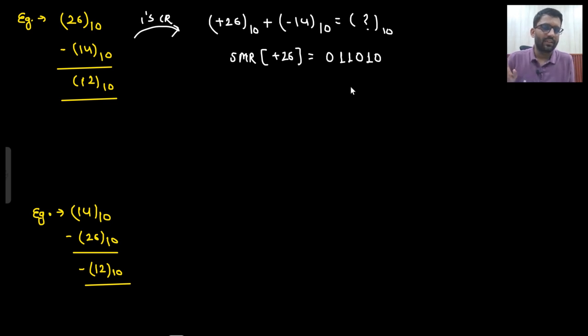This 0 bit is for sign, and I can write 1, 2, 4, 8, 16, 32. So 26, yeah, that is fine. Just a second, let me turn on the charger. Okay, I will come. Just one sec.